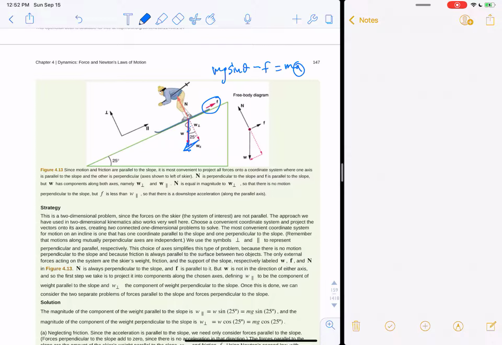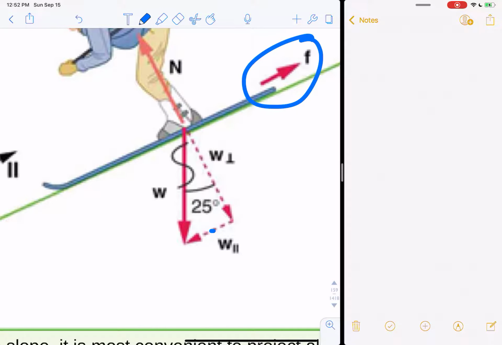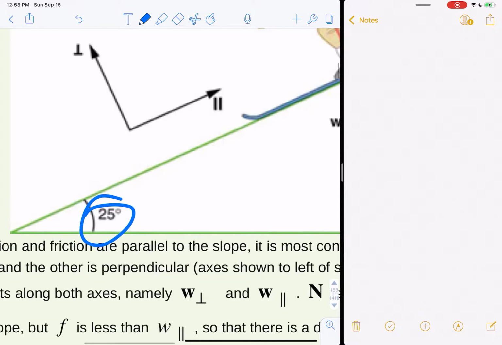mg sine theta minus f. Why mg sine theta? Because this incline has a 25-degree angle, and that's the same angle as up here. If I zoom in here, this angle is 25 degrees. It's the same angle as the incline.